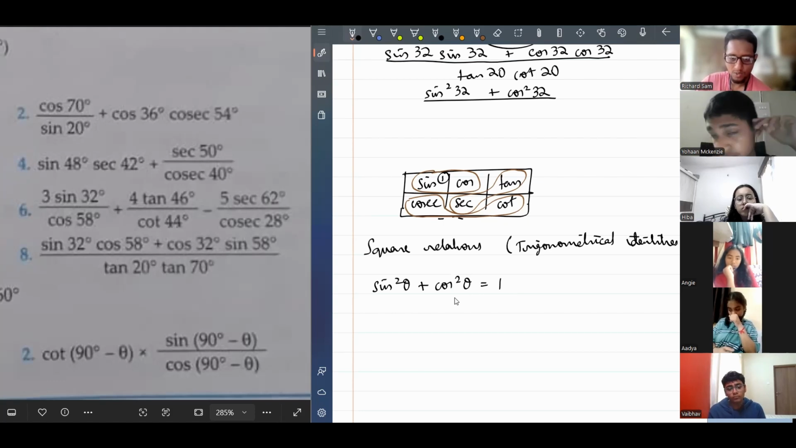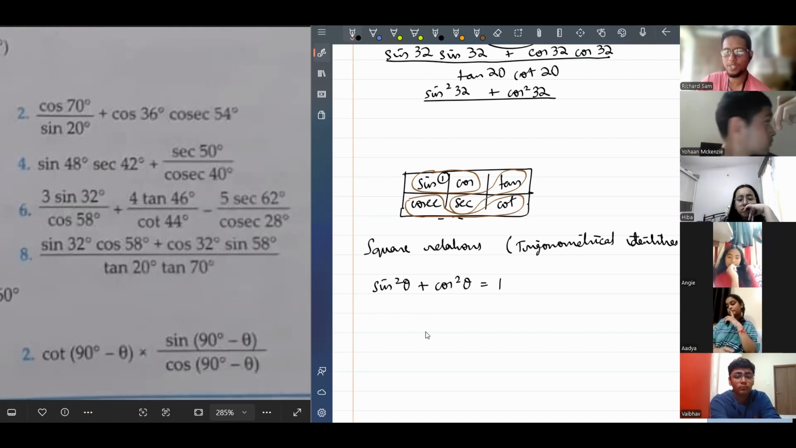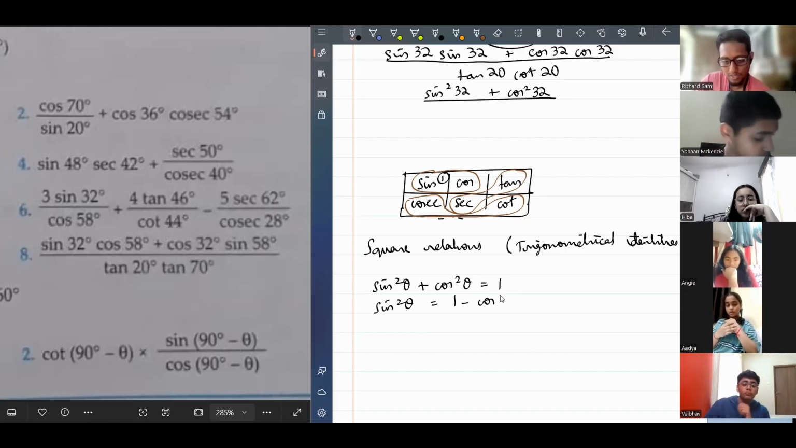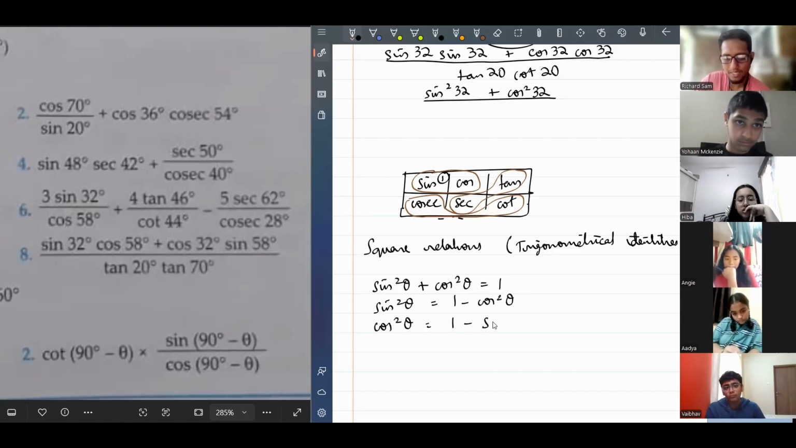Okay. Now you can modify this one formula and make sine square theta the subject or even cos square theta the subject. Remember, 1 is the biggest. So if you make sine square theta the subject, take cos square theta on that side. That will be 1 minus cos square theta. Or similarly, if you make cos square theta the subject, cos square theta will be 1 minus sine square theta.